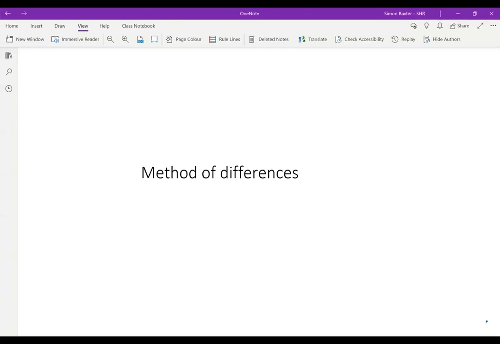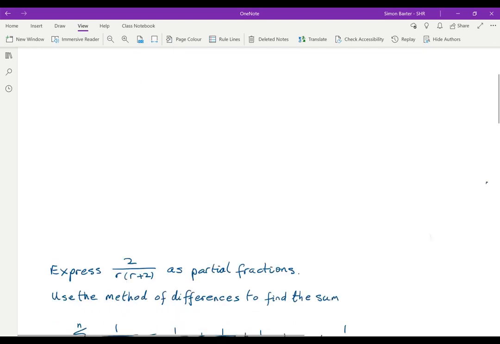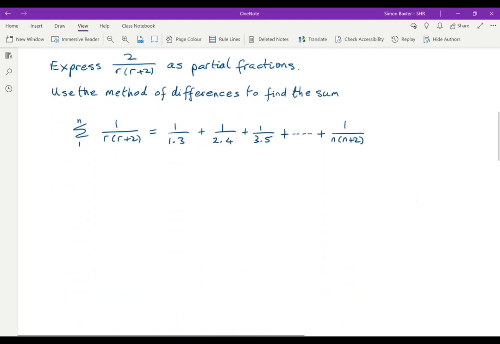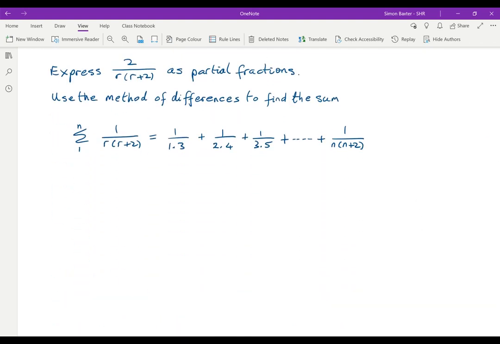We're now going to look at a new method of summation. This one's called the method of differences. Best way to show you this is to look at an example. Express 2 over r plus 2 as partial fractions.